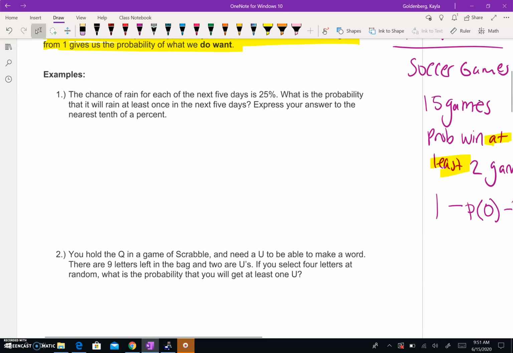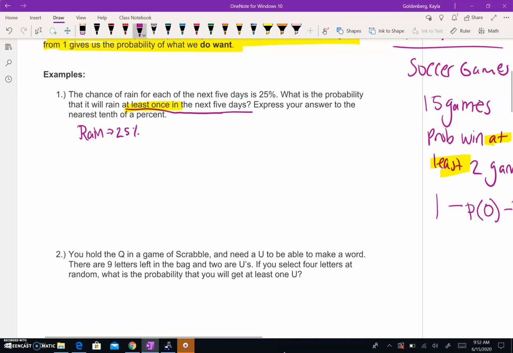The chance of rain for each of the next 5 days is 25%. What is the probability that it will rain at least once? Notice that "at least," right? At least once in the next 5 days.